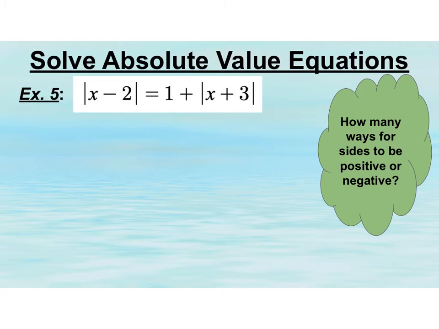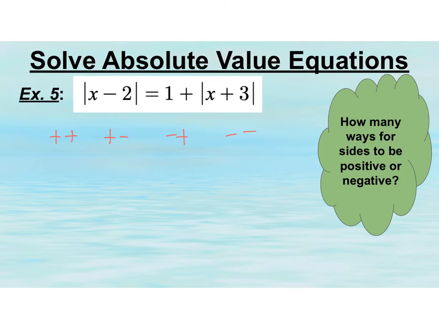When you have 2 absolute value bars, we need to consider all the ways that this might be positive and negative. So left side, right side. I could keep them both positive. I could keep the right side positive and the left side negative. I could make the left side negative, right side positive, or I could make them both negative.